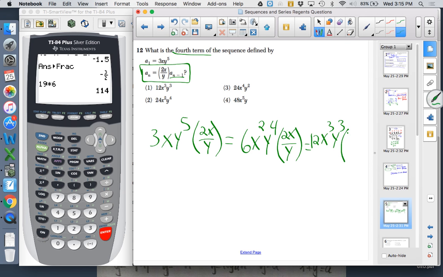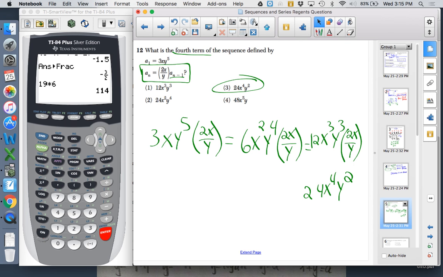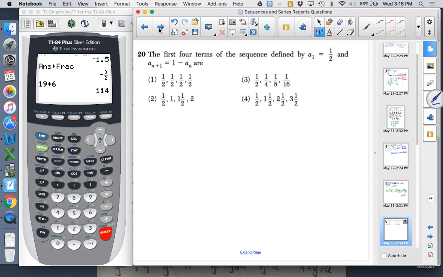I want my fourth, so repeat it one more time, and I get 24x^4 y squared. It's choice number 3 right there. And it's a question about being able to read a formula, knowing that a sub n minus 1 just means the previous term, and how to work with a recursive sequence.